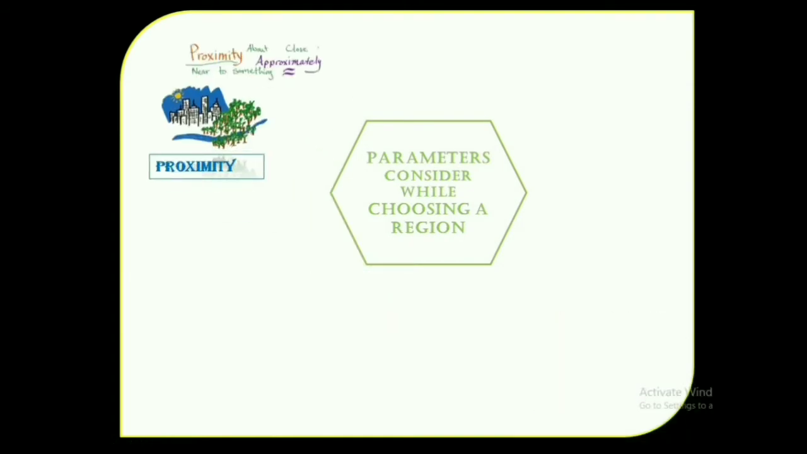Now let's see what parameters are considered while choosing a region. The first one is proximity. When you choose the region, you must make sure it is close to you and your customer. The second thing is cost. Obviously, cost is really important to us. Certain regions will cost more than others. We can use the AWS calculator to do cost estimation so that we can choose the right region.